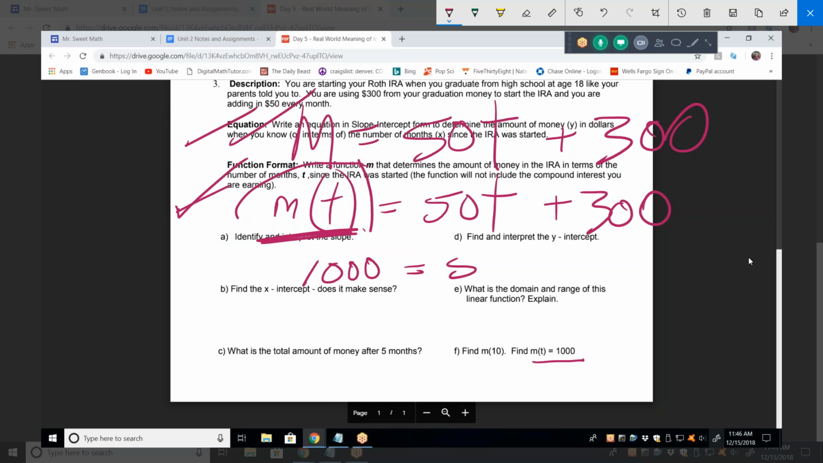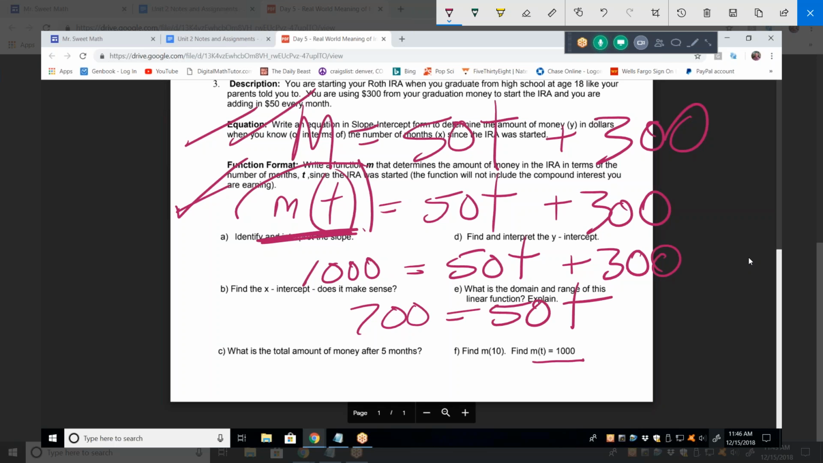Everything else is the same, but it tells me that's basically when does the amount of money that I put in equal $1,000? So then what you do, minus 300 on both sides. Use your calculator here. Then 700 divided by 50 is 14. So what does that mean?